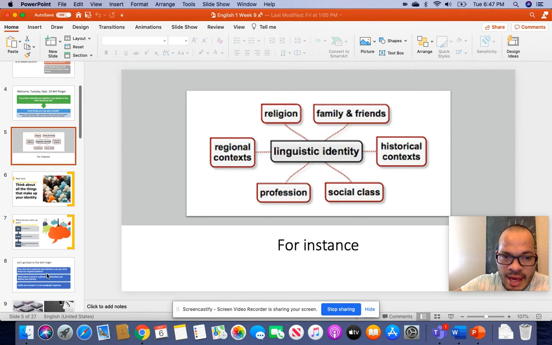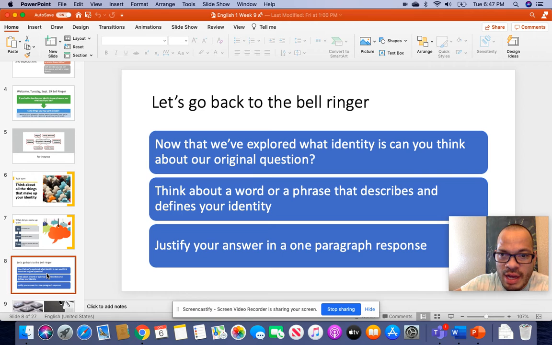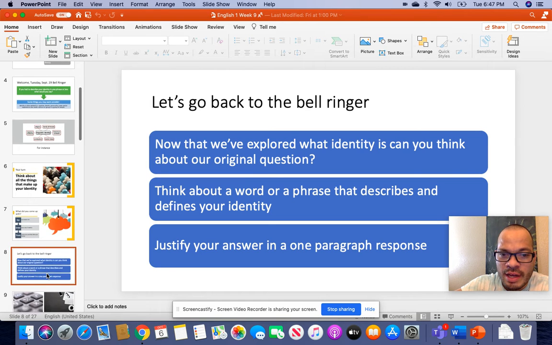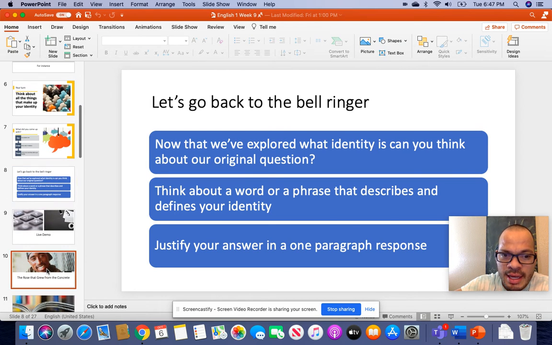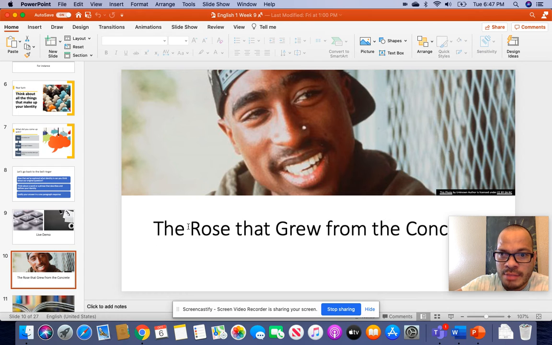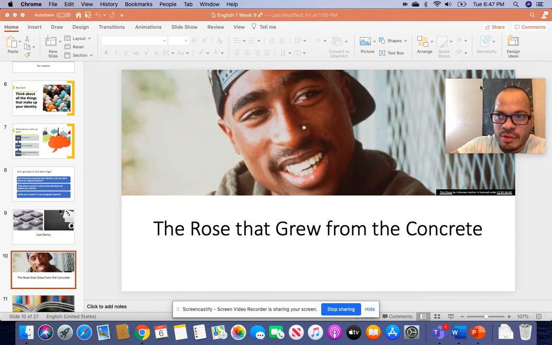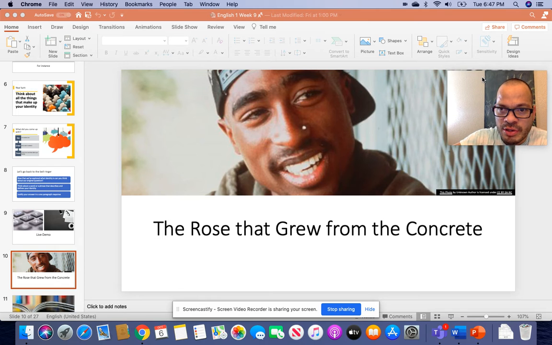And so, with that, these are some of the questions that we want to ask when it comes to defining our identity. And lastly, we're going to read this poem, The Rose That Grew from the Concrete. It's a very powerful poem. And the reason why I want to tie it to identity is because a lot of us have to go through struggles in order to be successful. A lot of us have to fight and go through hardship in order to be defined, right?